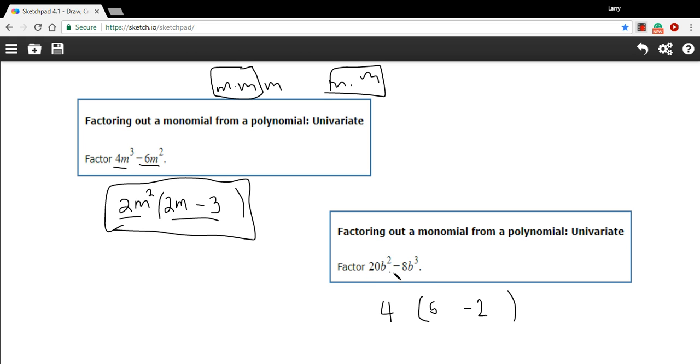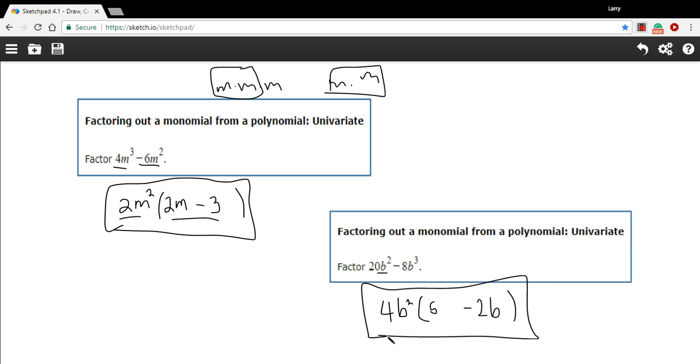Now we've got b squared and a b cubed, and just like up here we had m cubed and m squared, the biggest thing we can pull out of both of those is the b squared. So I'll take this out here, and we'll divide b squared by b squared. Well, that's 1, so 5 times 1 is just 5. I can leave it like that. And b cubed divided by b squared, subtract the exponent, 3 minus 2, that's b to the first power, or just b. So our answer is 4b squared times 5 minus 2b.